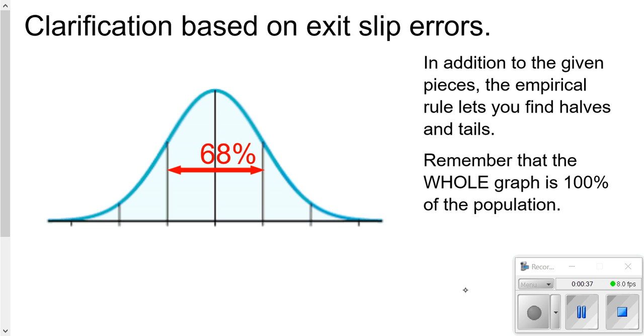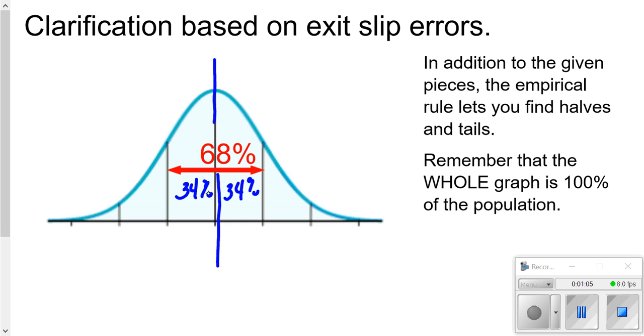I have a little note to the side here. It says, in addition to the given pieces, like 68% for example, the empirical rule basically lets you find halves and it lets you find tails. So for instance, if I think about what is half of 68%, because this line is a line of symmetry, I know that each of these pieces is 34% of the population.